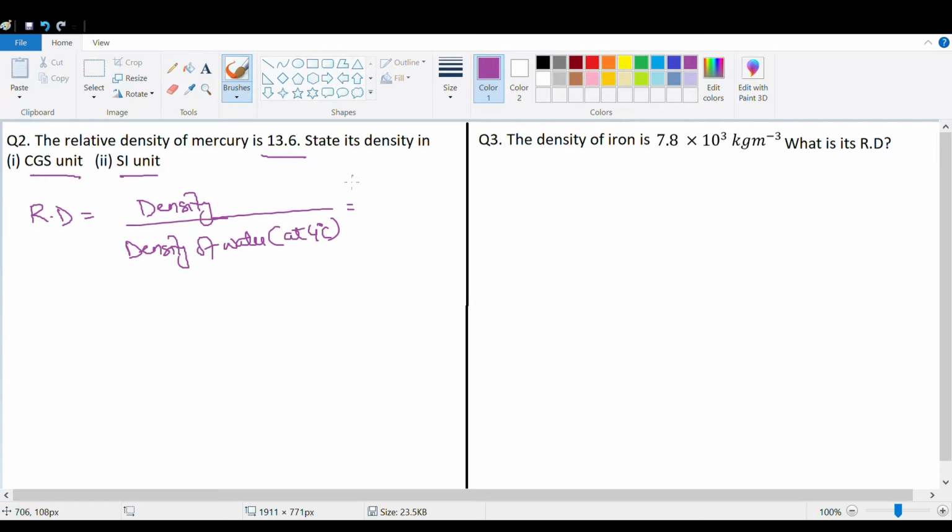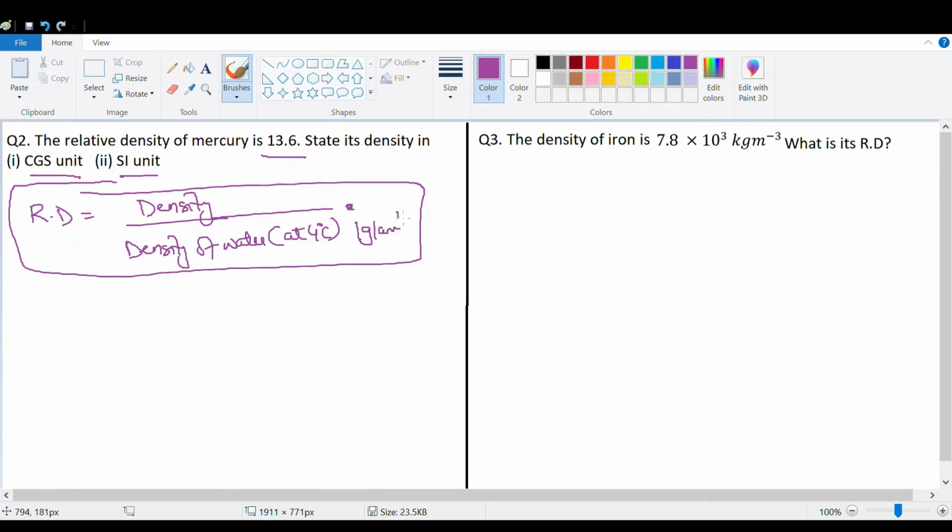So relative density of a substance is nothing but the density of that substance divided by density of water at 4 degrees Celsius. So the density of water at 4 degrees Celsius is 1 gram per centimeter cube, or 1000 kilogram per meter cube. So depending upon the unit, you will take the density of water as either 1000 kg per meter cube or 1 gram per centimeter cube.